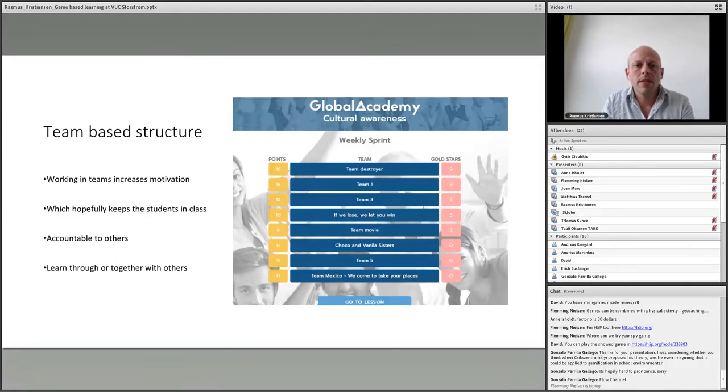As I talked about, this is a team-based structure, and we found that when in a team, there's more likelihood of us showing up and doing what we're supposed to because we're responsible and accountable to others. And hopefully this will keep students motivated and in class. So we learn together with others much better than on our own.